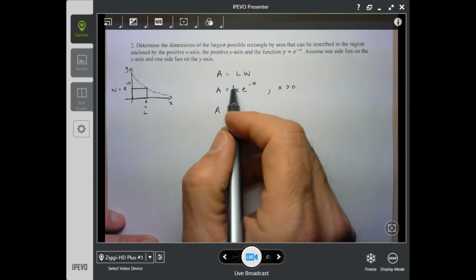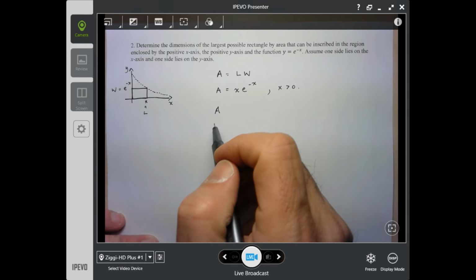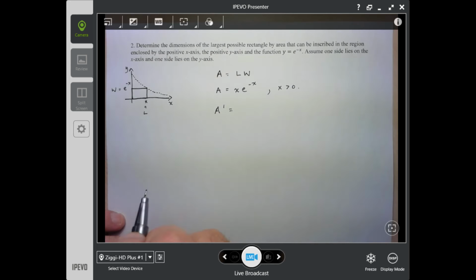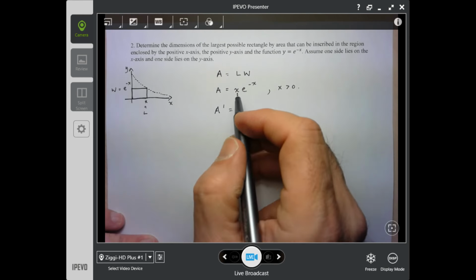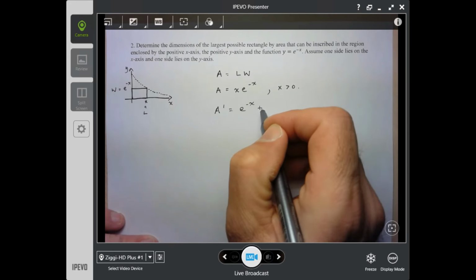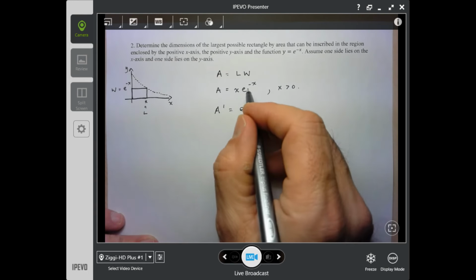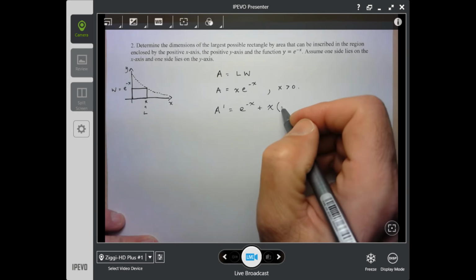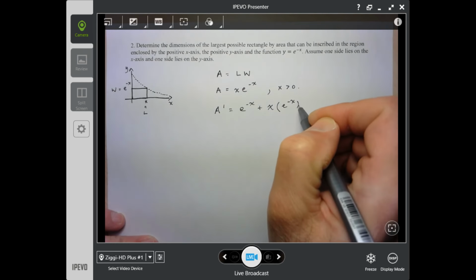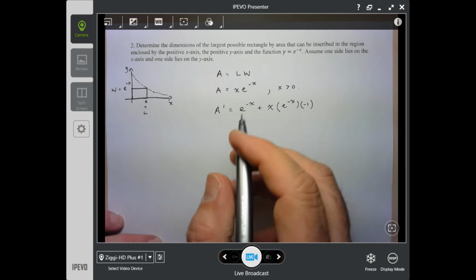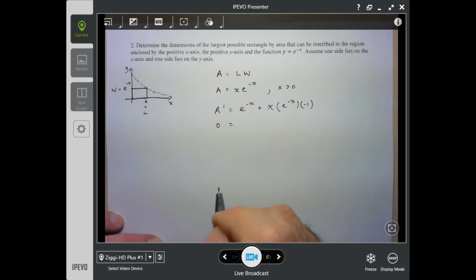Okay, so this function has no issues with the derivative not existing, so I'm just going to look for where the derivative is equal to 0. So let's start by finding the derivative. The derivative of x is 1 times the second function, e to the negative x, plus x times the derivative of e to the negative x. So I'm going to have to use a chain rule here. So it's just going to be e to the negative x times the derivative of negative x, which is just negative 1. Okay, and I need to solve for when this is equal to 0.